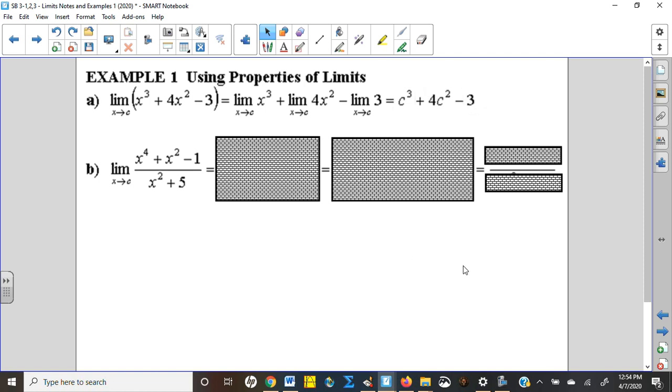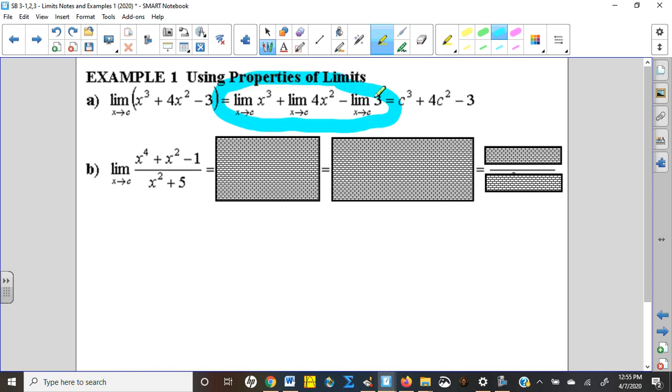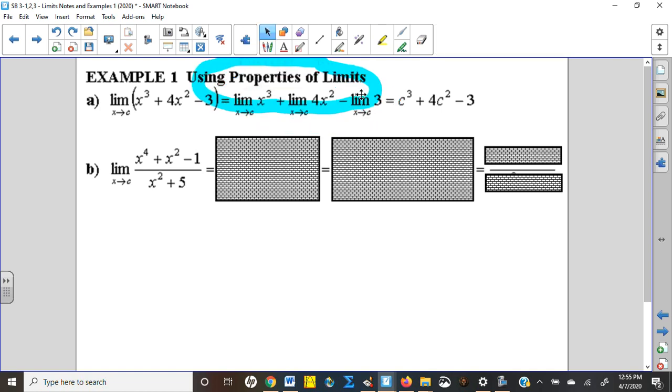People will always ask, Mr. Yitzhak, do I really have to show that step? Can't I just plug the c in right away because I know that I'm going towards c? And my response to that is, if it just wants you to evaluate the limit, then I think that that's absolutely fine. Yes, you can do that. If the directions say, please use the properties of limits to demonstrate this, then you actually do need to go through this step right here. So it's really depending on what the directions say. These say use the properties of limits.